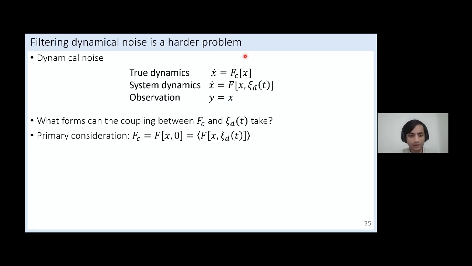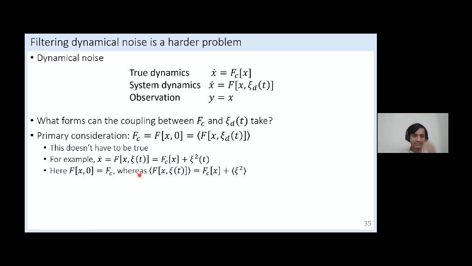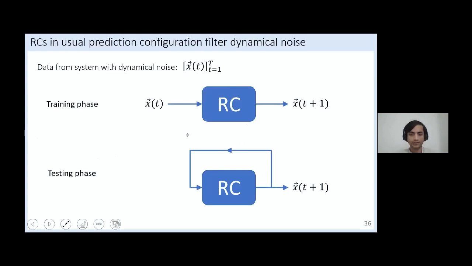My slides seem to have gotten stuck for a moment. Okay. Now I should say that this doesn't have to be true. For example, if you had a noise which was getting squared before perturbing the system, then setting the noise to 0 would not be the same as the ensemble average. But let's ignore that for now. I can eventually talk about that if we have more time later. What we're going to look at primarily right now is the case where taking the ensemble average of the noise is the same as just setting the noise term to 0, right?